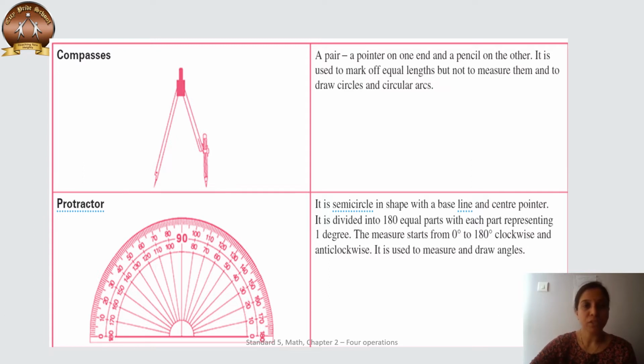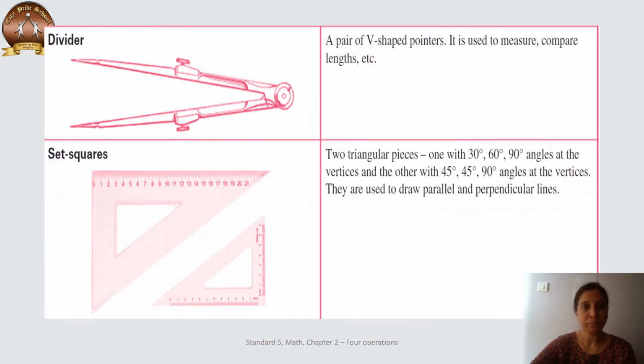Another important tool is the protractor. It is semicircle in shape with a baseline and center point. It is divided into 180 equal parts, with each part representing 1 degree. The measure starts from 0 degree to 180 degree, clockwise and anti-clockwise. It is used to measure and draw angles.